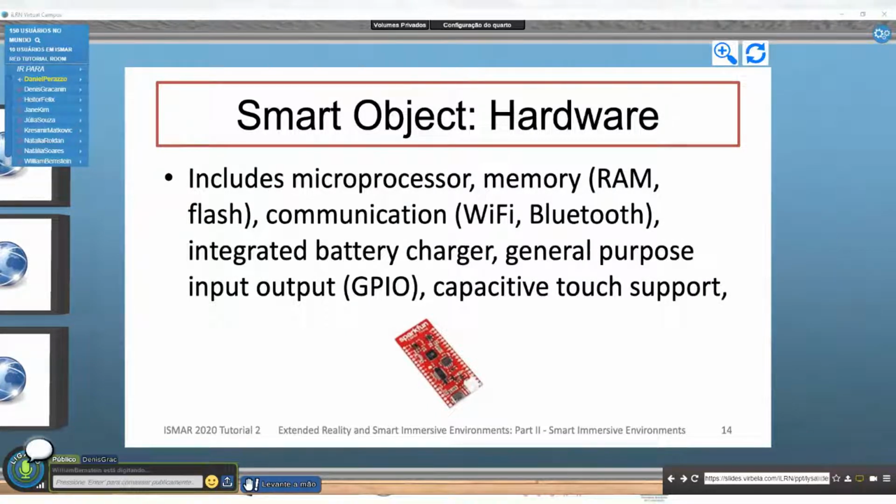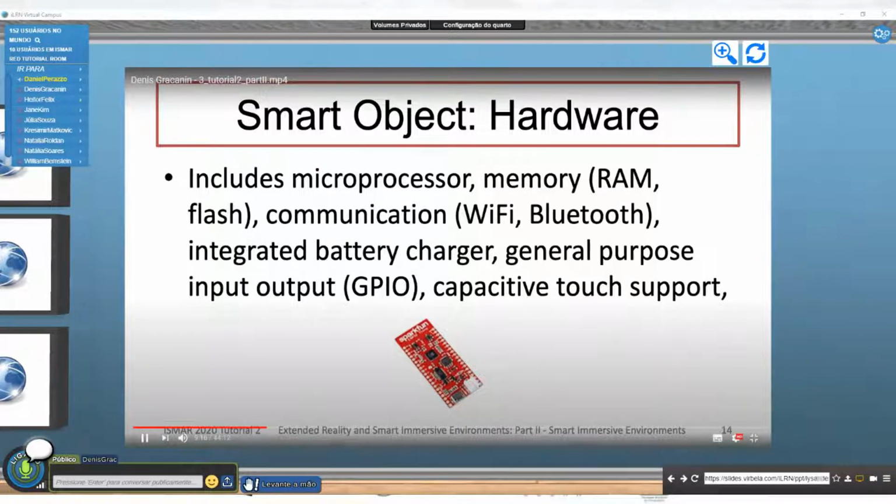So when we look at the smart object, the hardware is an embedded computer or embedded processor, perhaps our standard system on chip, which has microprocessor, memory, communication hardware, and also some integrated battery charger, general purpose input output that we connect up to sensors and actuators, and then let's say on top of that we have some built-in sensor, for example, capacitive touch support.